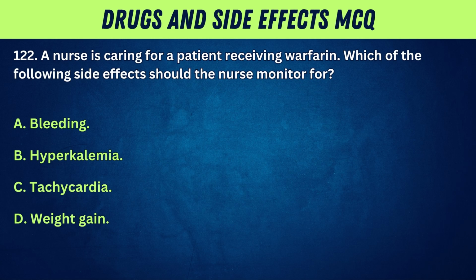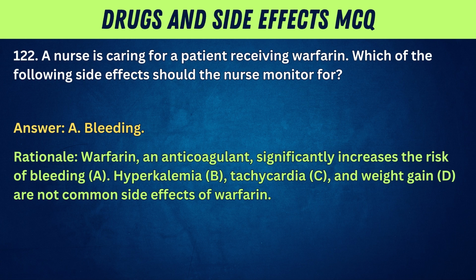122. A nurse is caring for a patient receiving warfarin. Which of the following side effects should the nurse monitor for? A. Bleeding. B. Hyperkalemia. C. Tachycardia. D. Weight gain. Answer: A. Bleeding. Rationale: warfarin, an anticoagulant, significantly increases the risk of bleeding, A. Hyperkalemia, B, tachycardia, C, and weight gain, D, are not common side effects of warfarin.